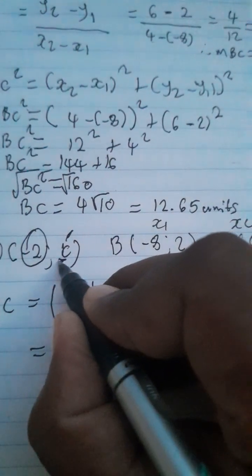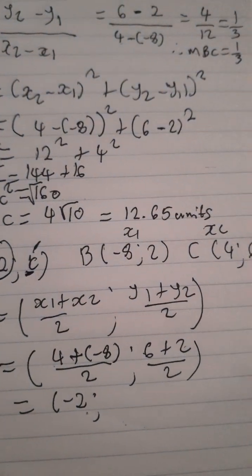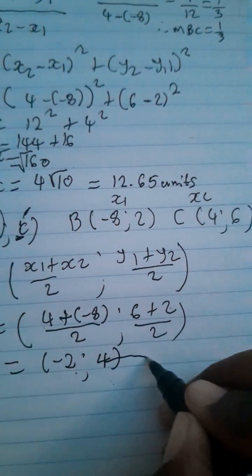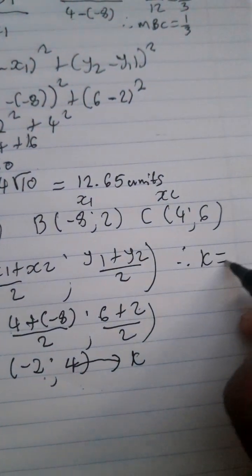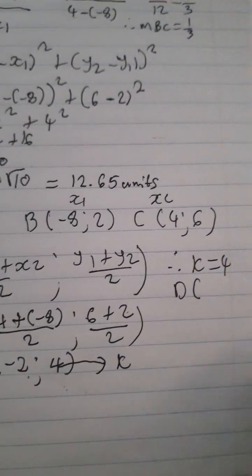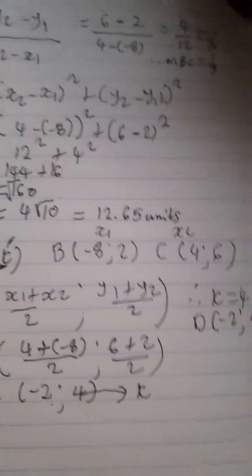So what we are looking for is k. So 6 plus 2 is 8, and 8 divided by 2 is 4. So definitely this represents our k. Therefore k is equal to 4. So meaning that the coordinate of D is -2 and 4, right?